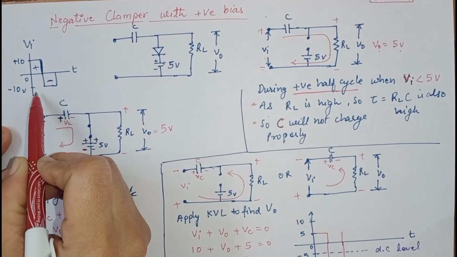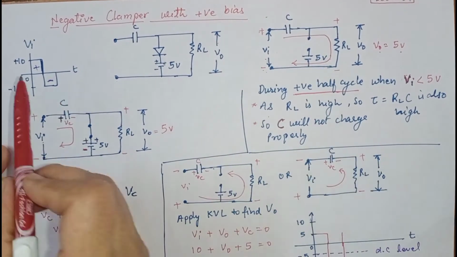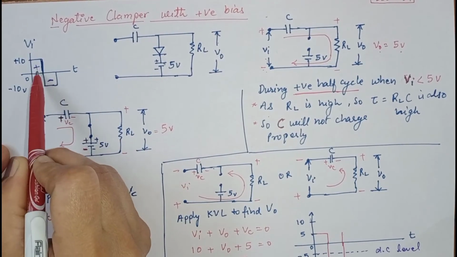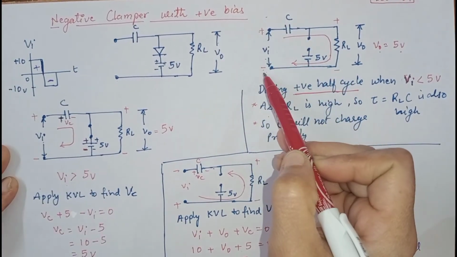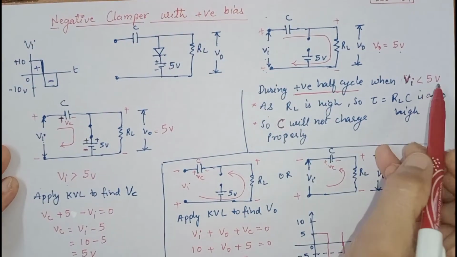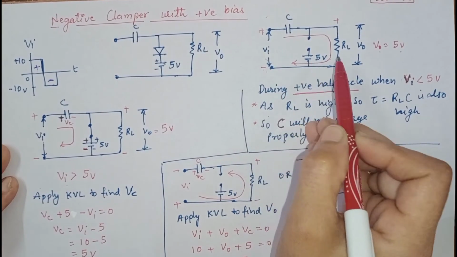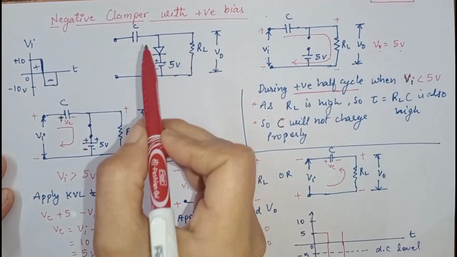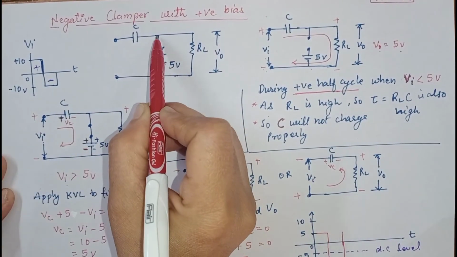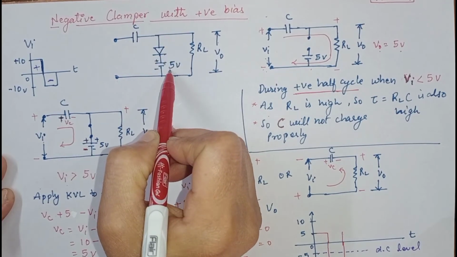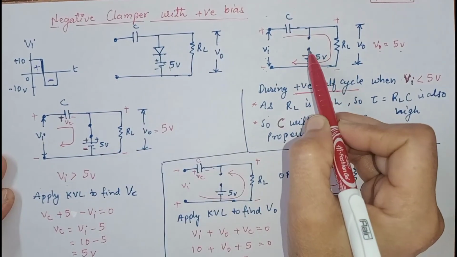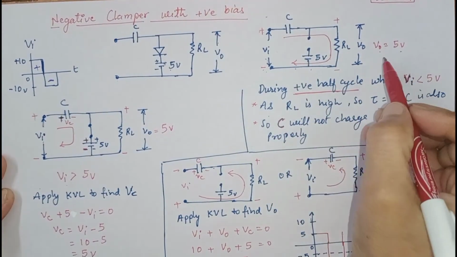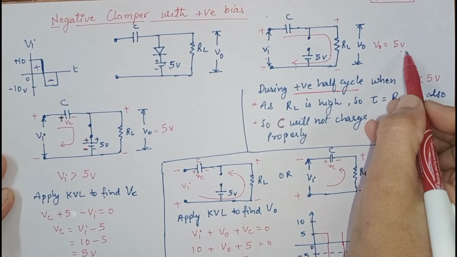We are using this input signal. Now during positive half cycle, from this period to this period, this terminal is positive and this terminal is negative. But when this input voltage is less than this 5 volt voltage, this diode is reverse bias, because up to 5 volt the voltage here is less than this voltage, so it will act as open circuit and current will flow through RL. So the output voltage here will be equal to 5 volt.